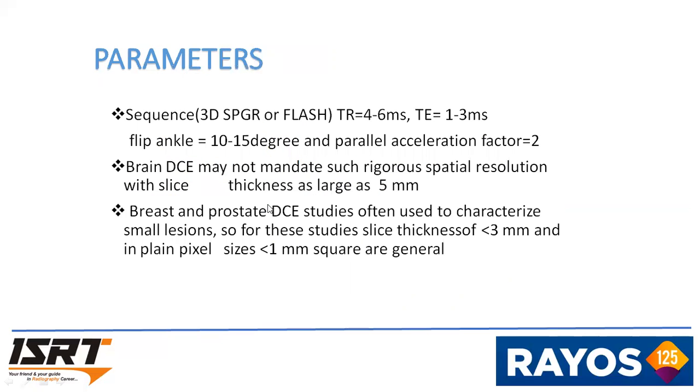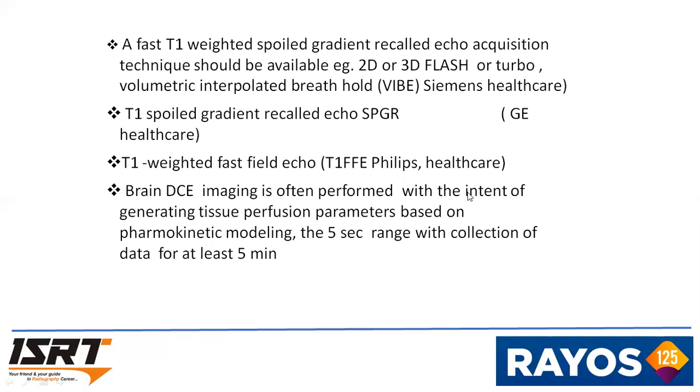The parameters include a TR of 4 to 6 milliseconds, a TE of 1 to 3 milliseconds, a flip angle of 10 to 50 degrees, and an acceleration factor of 2. In the brain, we are giving a thickness of 5, and it takes more time than the T2 perfusion. For breast and prostate, we are giving thicknesses of equal to or less than 3 and 1 square in general, for the characterization of small lesions.